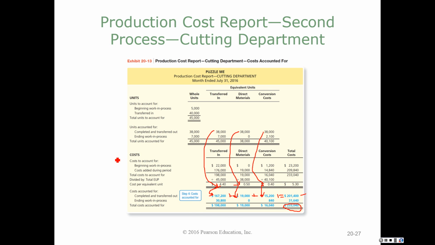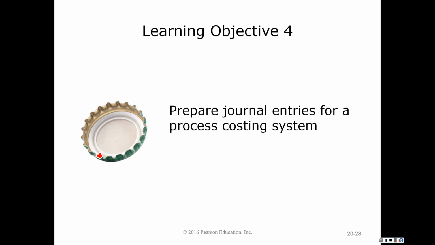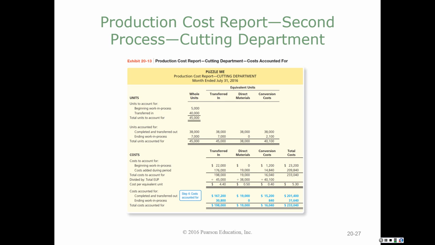Once again, I know this is a lot of information. Let me just back up to that screen. But we see it come to fruition. We see it coming to the end. All of these, so the 233,000 that we are moving, or let me say the $201,040 that we are moving to finished goods, includes the material, labor, and overhead that took place in the cutting department, and it includes the cost that were transferred in from another department.